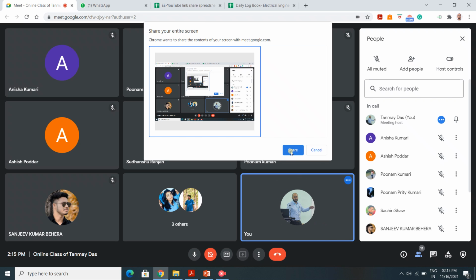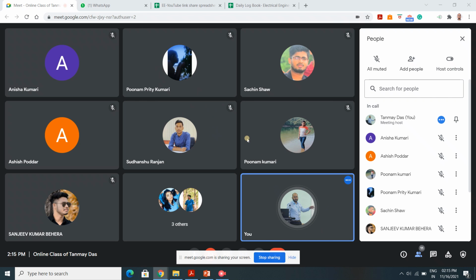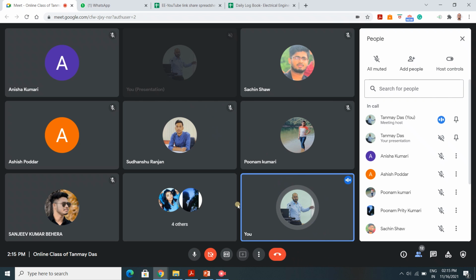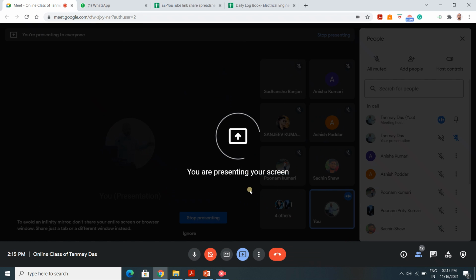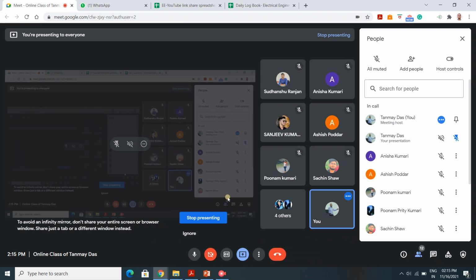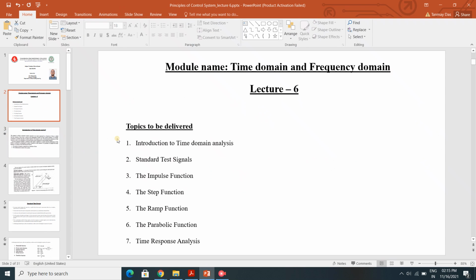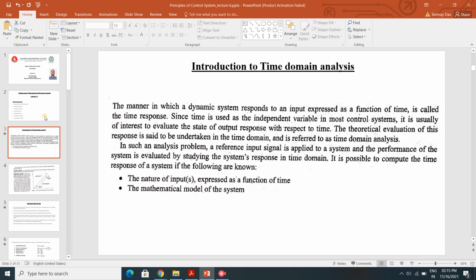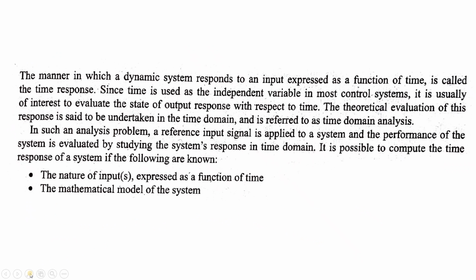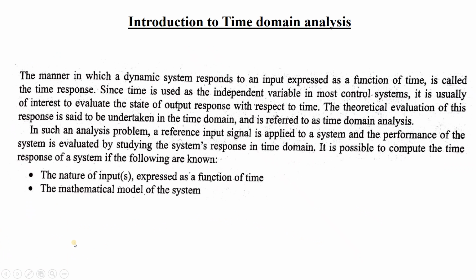So today in this class I will be teaching you the theory portion of the time domain analysis. I will be starting the new module, so this class will be a theory class. Once you cover this portion, then from the next day onwards we can start with the lab. So this module is the time domain and frequency domain, and we will be discussing the time domain analysis.